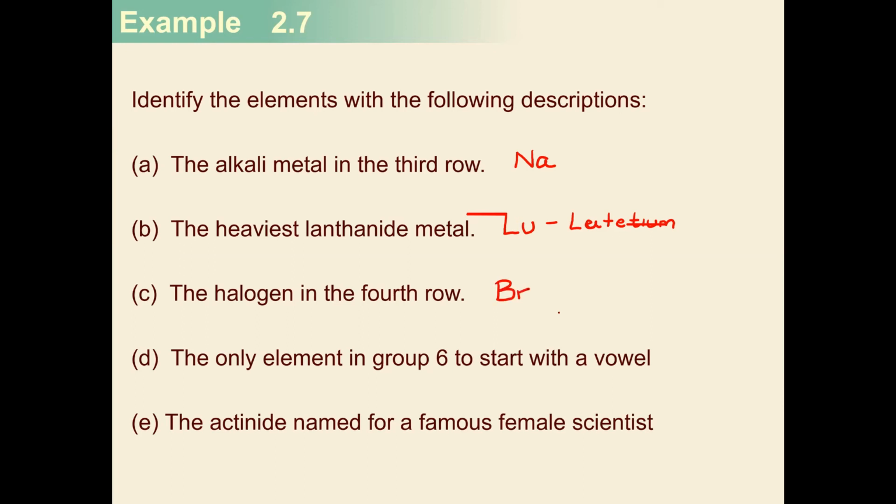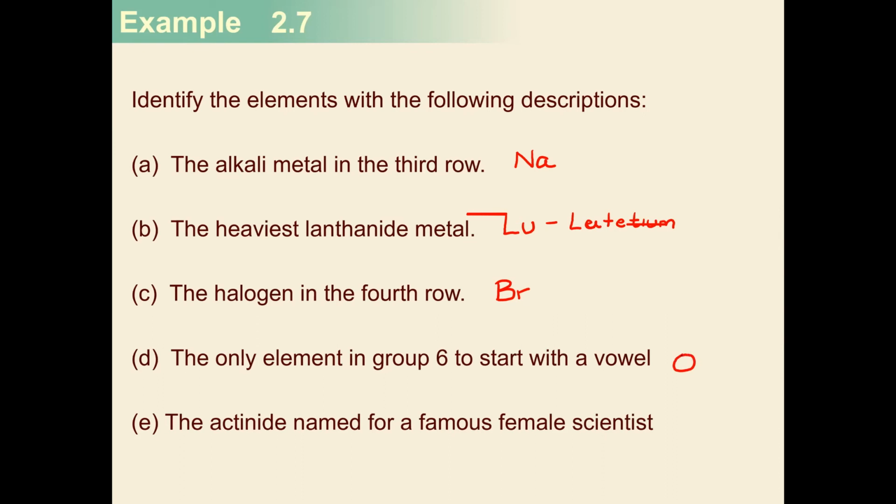So if I go to D, the only element in group 6 to start with a vowel, this means that I'm going to look for group 6, which is located just left of my halogens, and you will see that that starts with oxygen. Oxygen is the only one that starts with a vowel, so this is going to be the letter O.